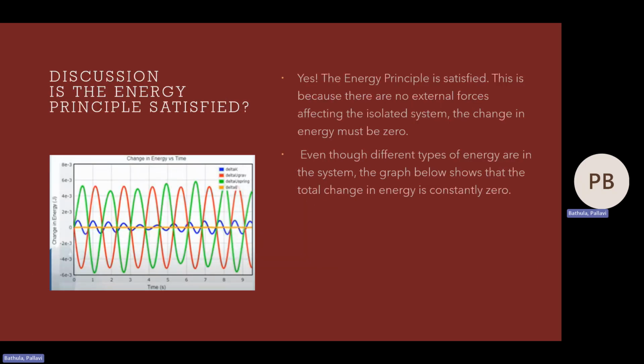So the main thing we want to know is, is the energy principle satisfied? Yes, the energy principle is satisfied, and this is because there are no external forces affecting this isolated system. So the change in energy must be zero. Even though there are different types of energy in the system, the graph below shows that there is a total change of energy that is constantly zero.